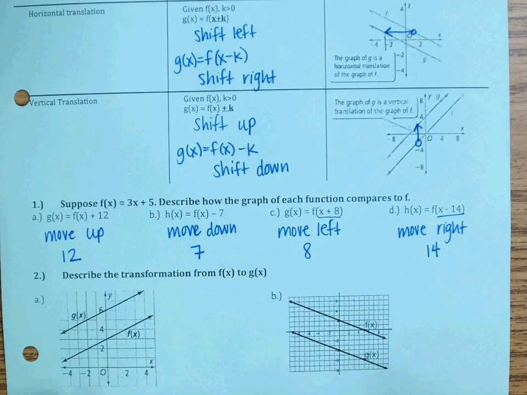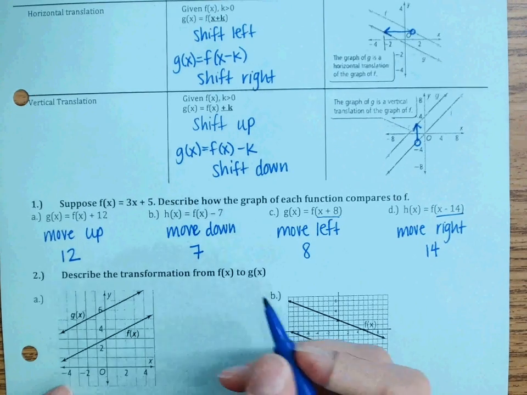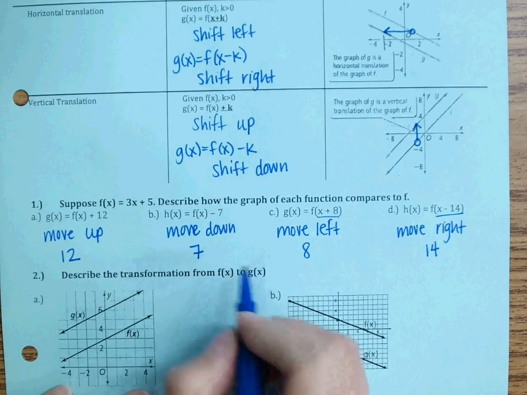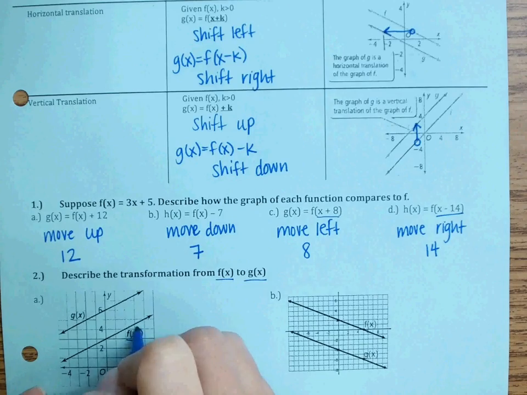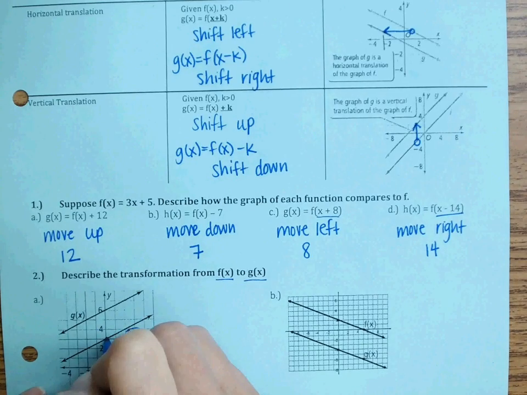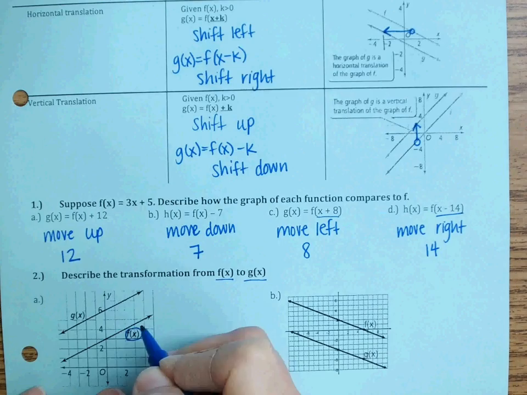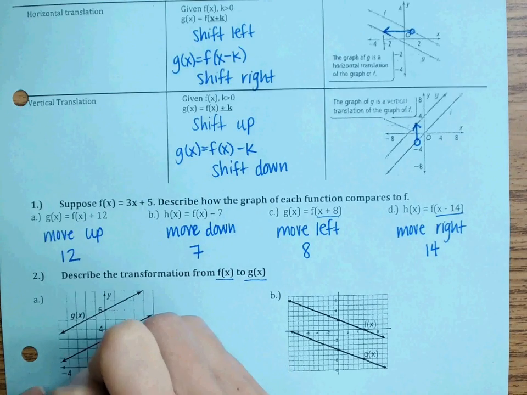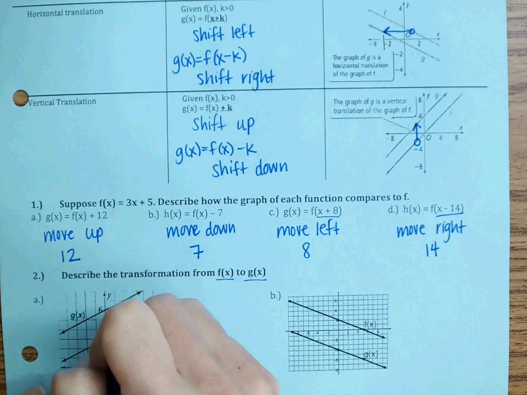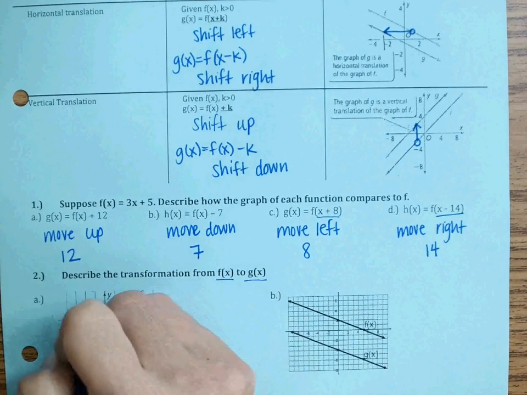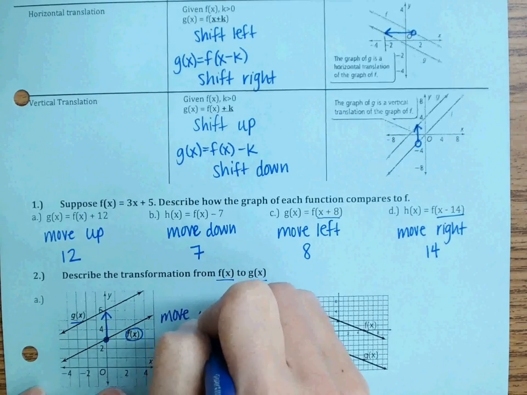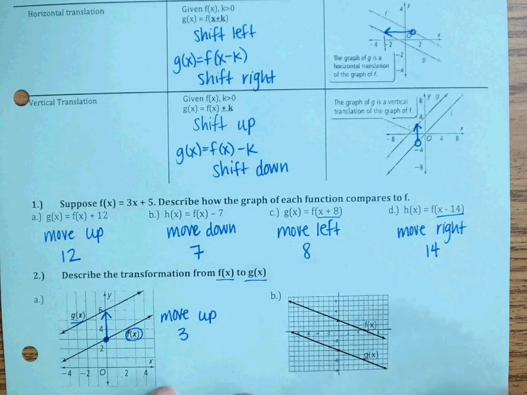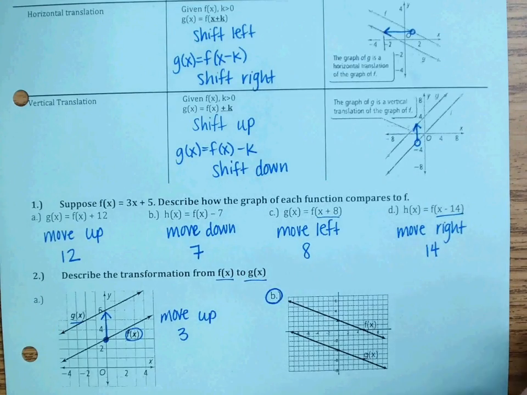Okay, problem number 2a, where it tells you to translate from f of x to g of x. If this is f of x, we're going to figure out how it shifts and changes to g of x. It looks like it just moves upward to g of x. So this is going to be a move up 3 units. We'll do b next time I see you in class.